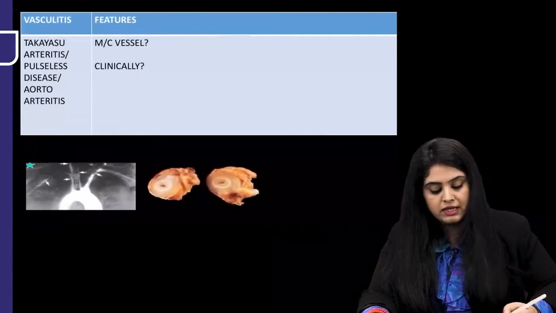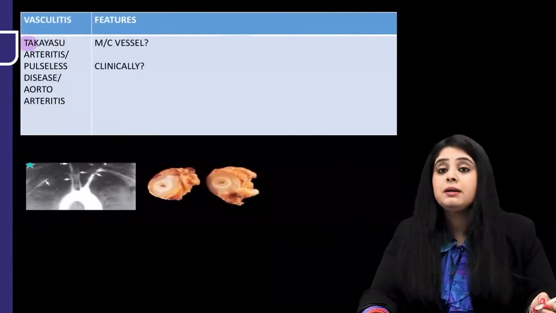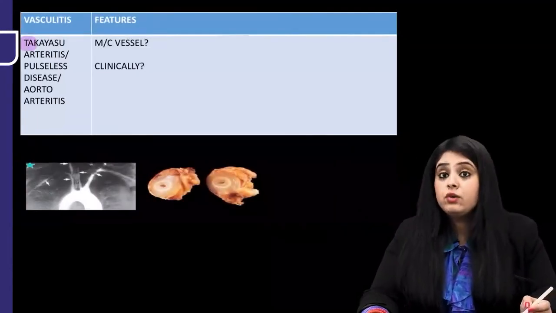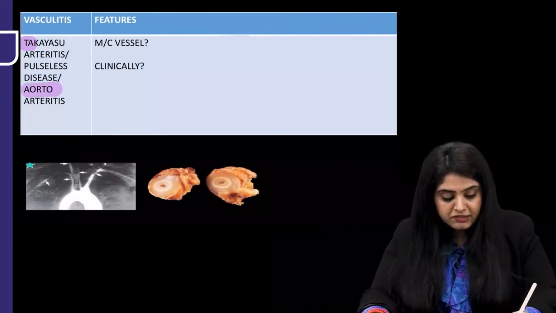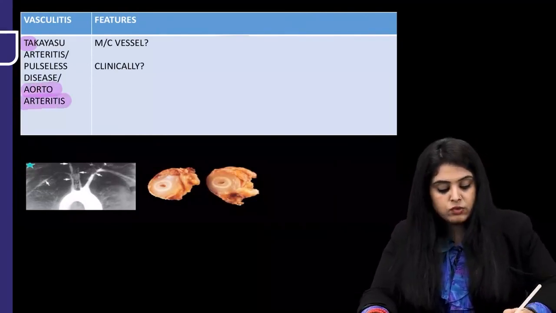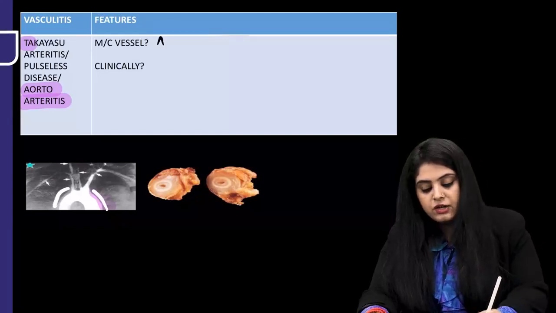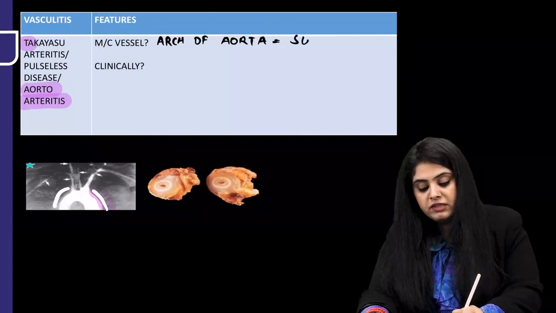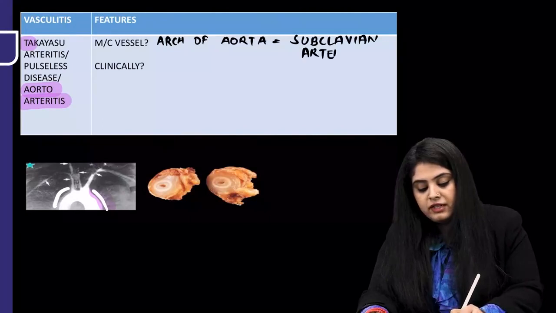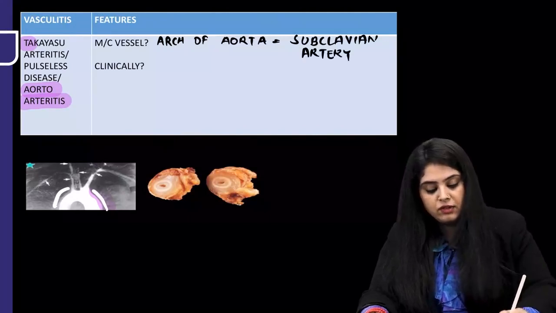When I talk about Takayasu, what is the other name? Pulseless disease or aortoarteritis. So I'll start from this name. Why do we call it aortoarteritis? Because I can visualize that over here, the arch of aorta is affected. It is the arch of aorta affected, and they ask you which part of arch of aorta is affected. So the most common vessel is going to be the subclavian artery. The subclavian artery is the most common one that you have. So they realize that I can notice that there is a lot of narrowing.